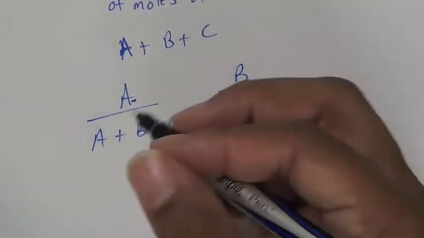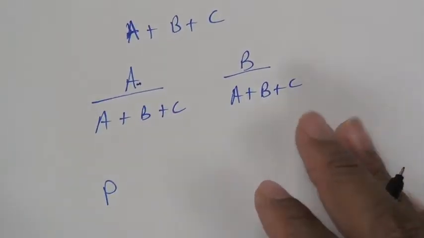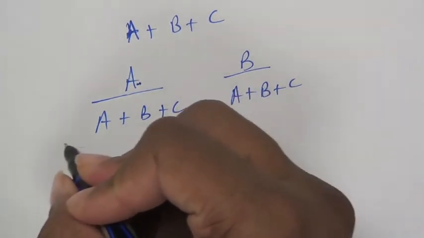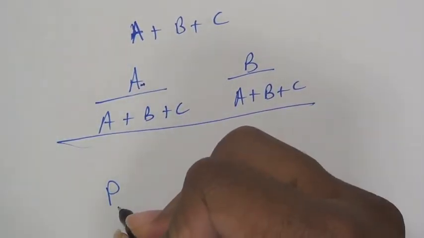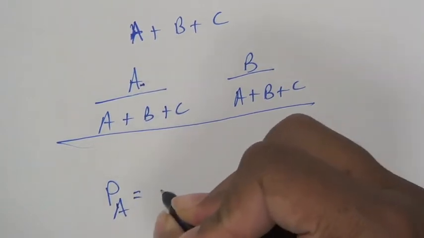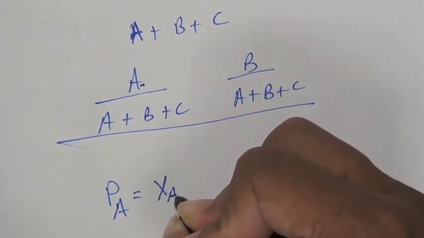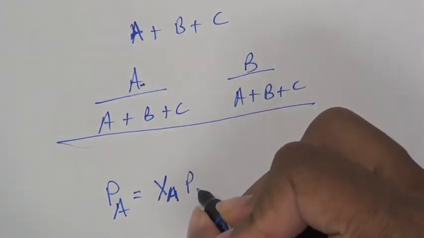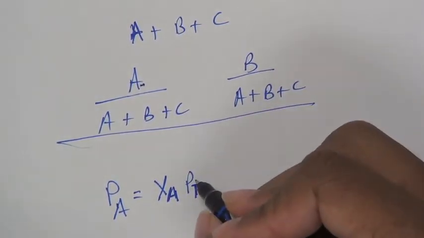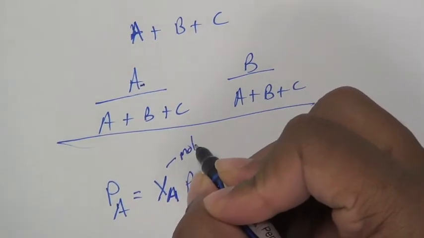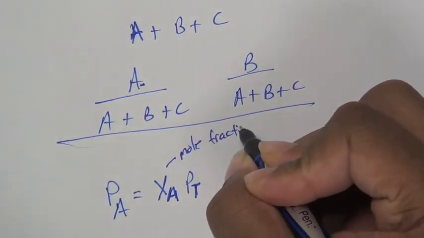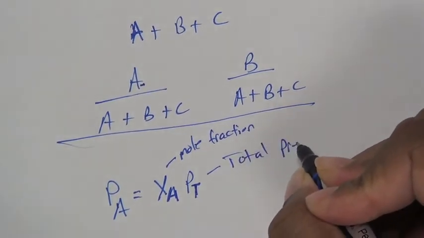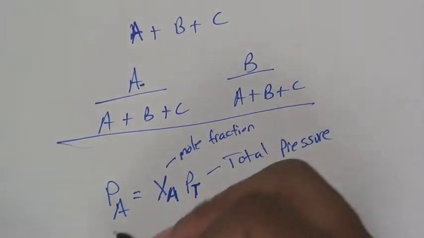The partial pressure would be represented, let's forget the subscripts A, B, and C, that was just an example. So the partial pressure of, let's just say A, would equal the mole fraction of A times the total pressure. This is the mole fraction of a particular component, this would be the total pressure, and this would be that partial pressure.